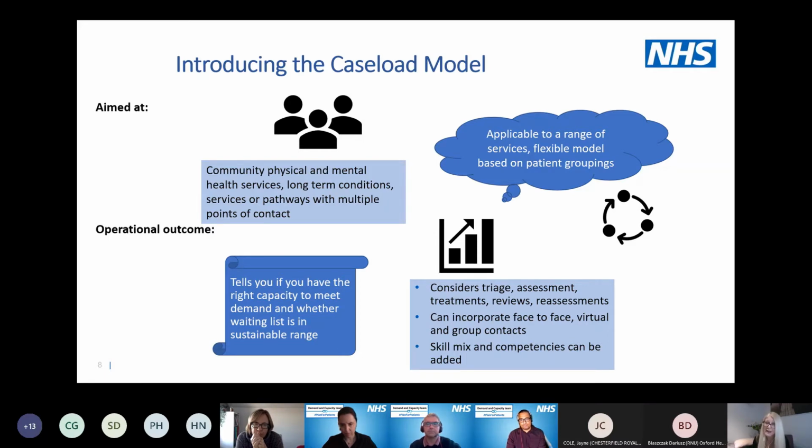So waiting lists can be managed in a more visual way as well, and you can see if they're creeping up or if there are concerns. And it will consider the triage, the assessment, the treatment, the reviews and the reassessment, and all those points of contact along the pathways. It also can incorporate whether you're doing those face-to-face, whether they're virtual or whether they're in groups. And also the skill mix and competencies can be added to that as well.